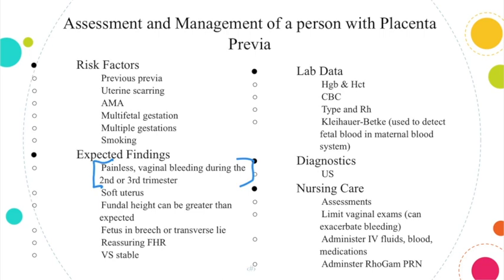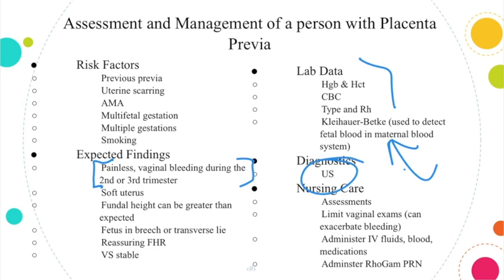So we're going to do some diagnostics. We're going to get an ultrasound. The ultrasound is going to show the placenta is low, depending on where it's at. We're going to get some blood work here, of course. Type and Rh. There it is. And this is a test, Kleihauer-Betke, or Kleihauer-Betke. That's how you say that. Remember, the fetal blood and the maternal blood are not supposed to ever mix. But this test will tell us if they have.